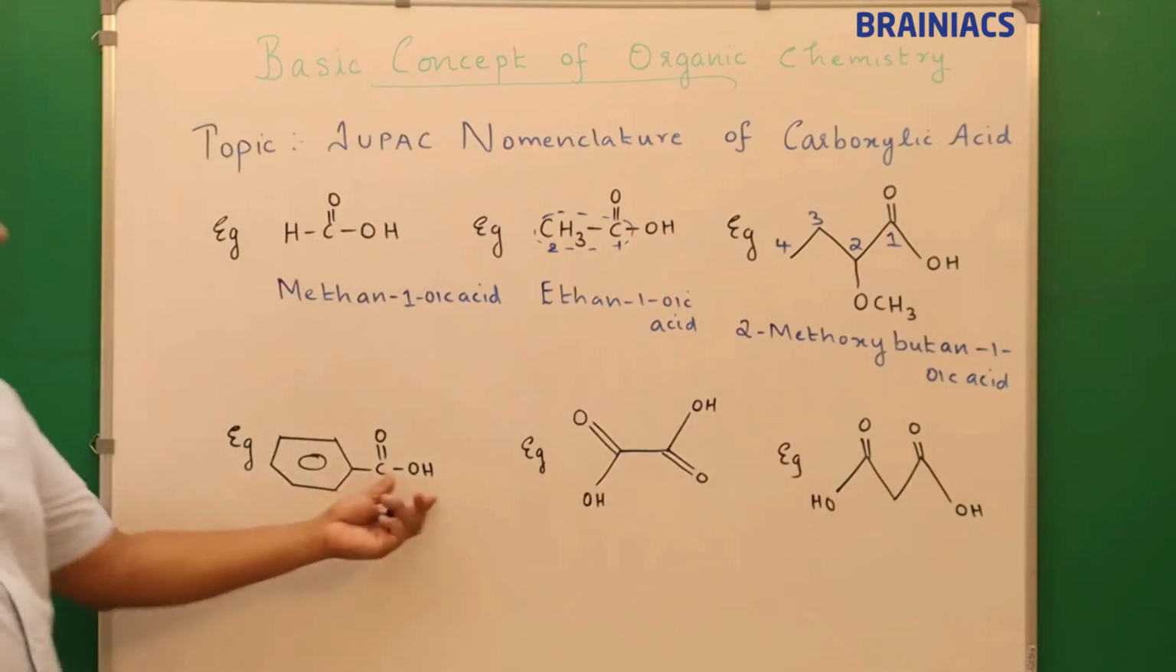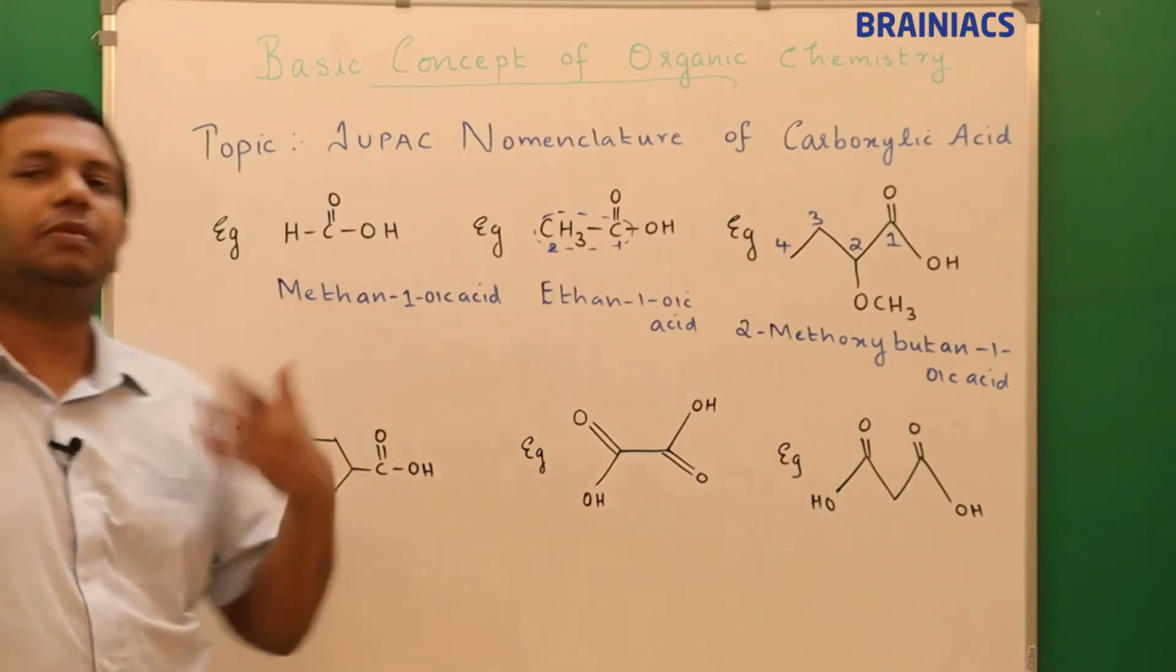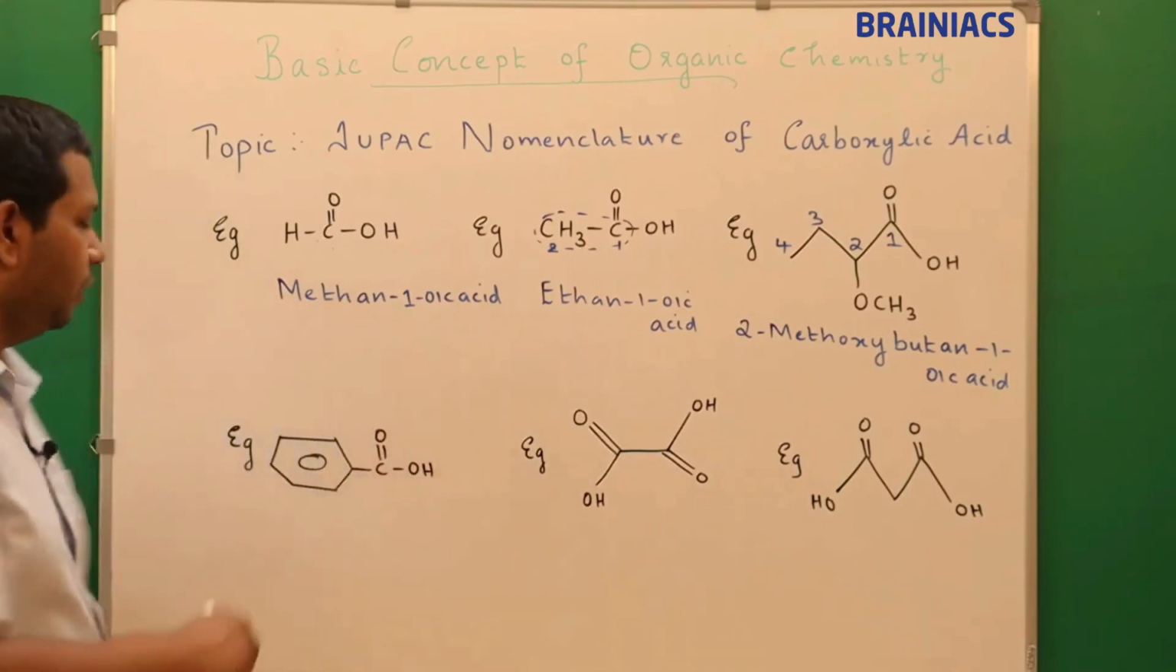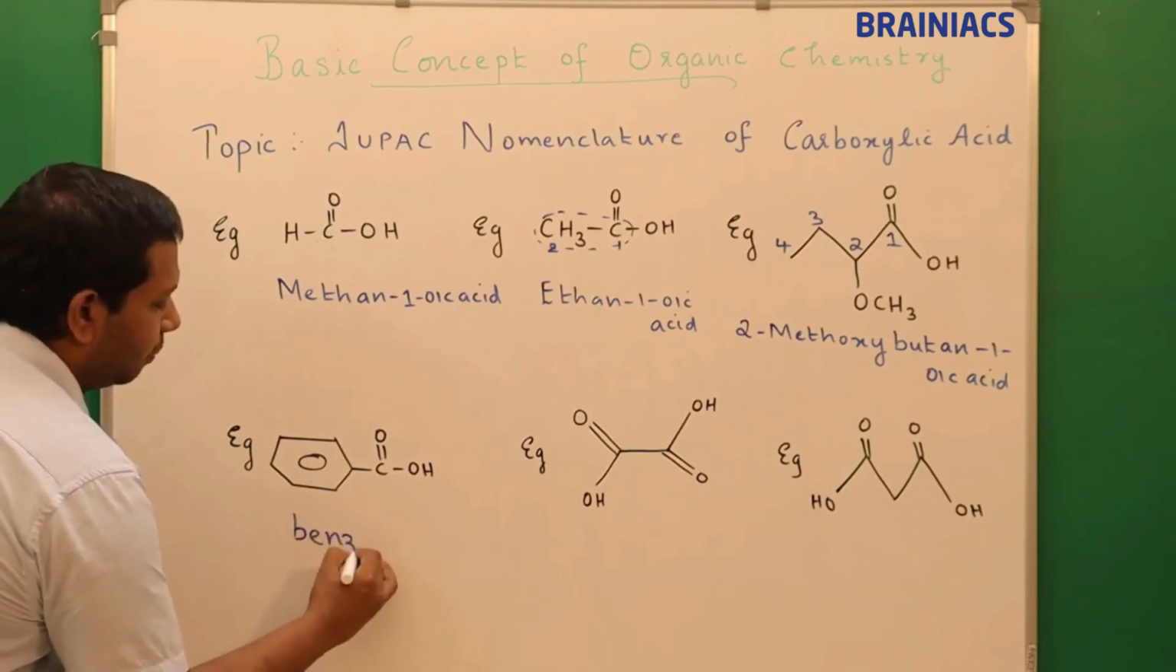Understood? Now coming to this one. Here COOH is directly linked with the benzene. Whenever benzene comes, it is a special case. We will teach benzene as separate stuff. So we can say this is called benzoic acid. This is a widely accepted name.